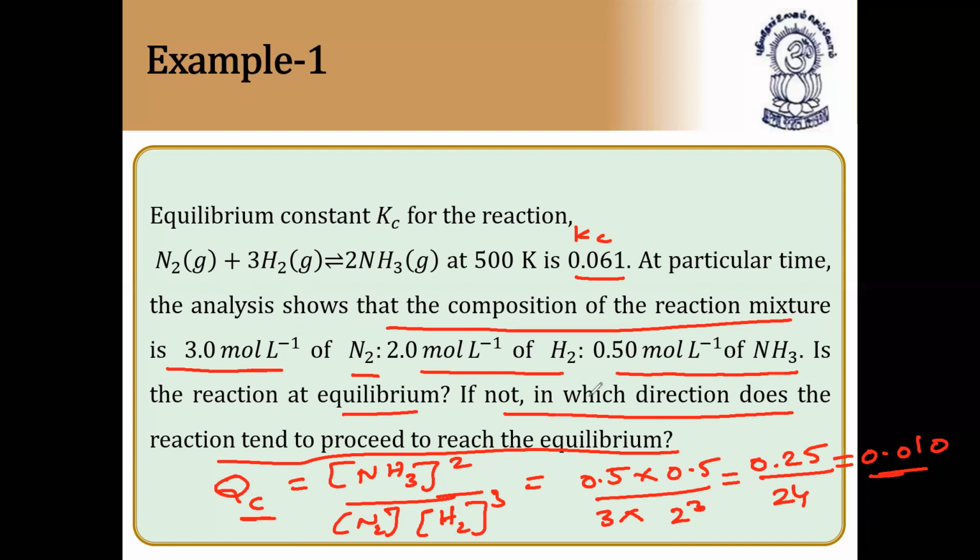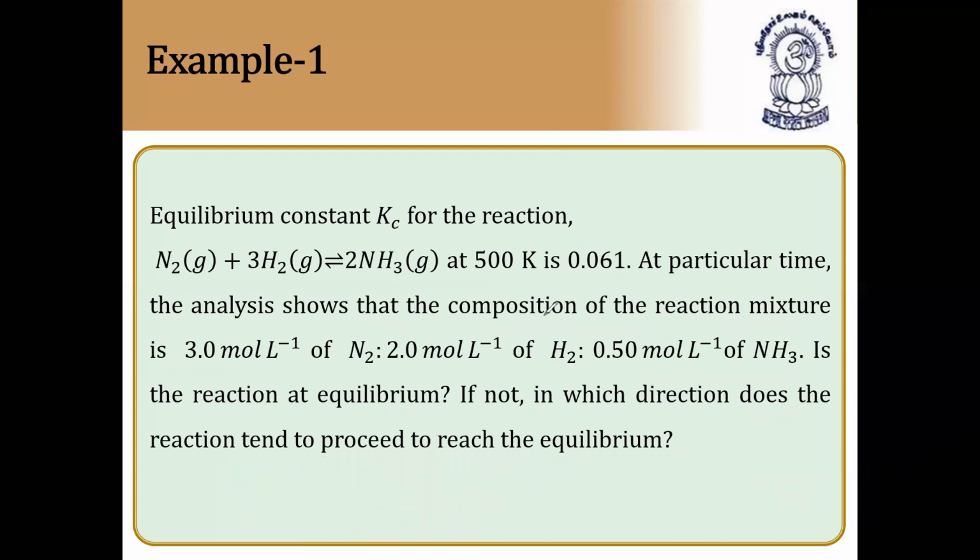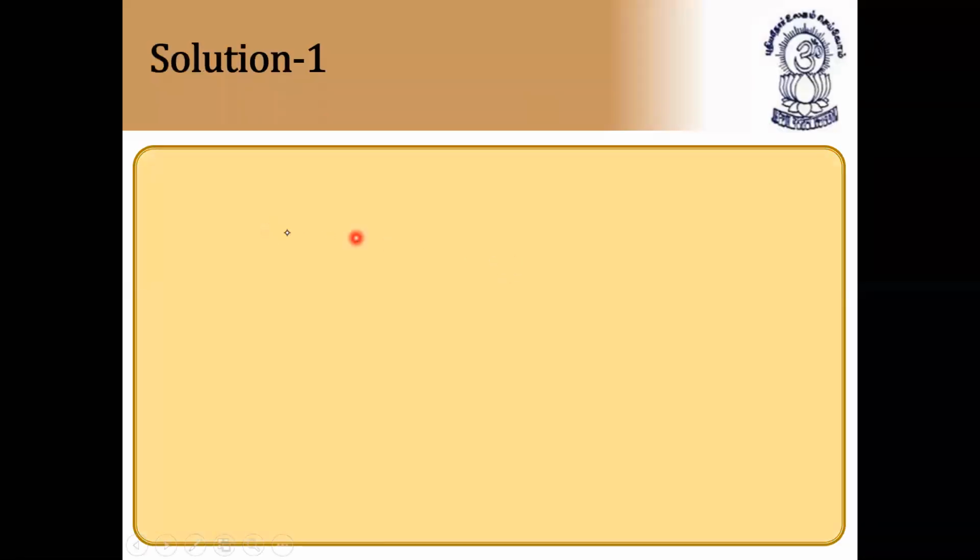Is the reaction at equilibrium? No. If not, in which direction does the reaction tend to proceed to reach equilibrium? It is proceeding in the forward direction, that is, nitrogen combines with hydrogen to form ammonia. This is the answer. You can check the answer just like this. Anyway, I have given the solution in the next page, so you can see that solution clearly. Let us see the solution now.